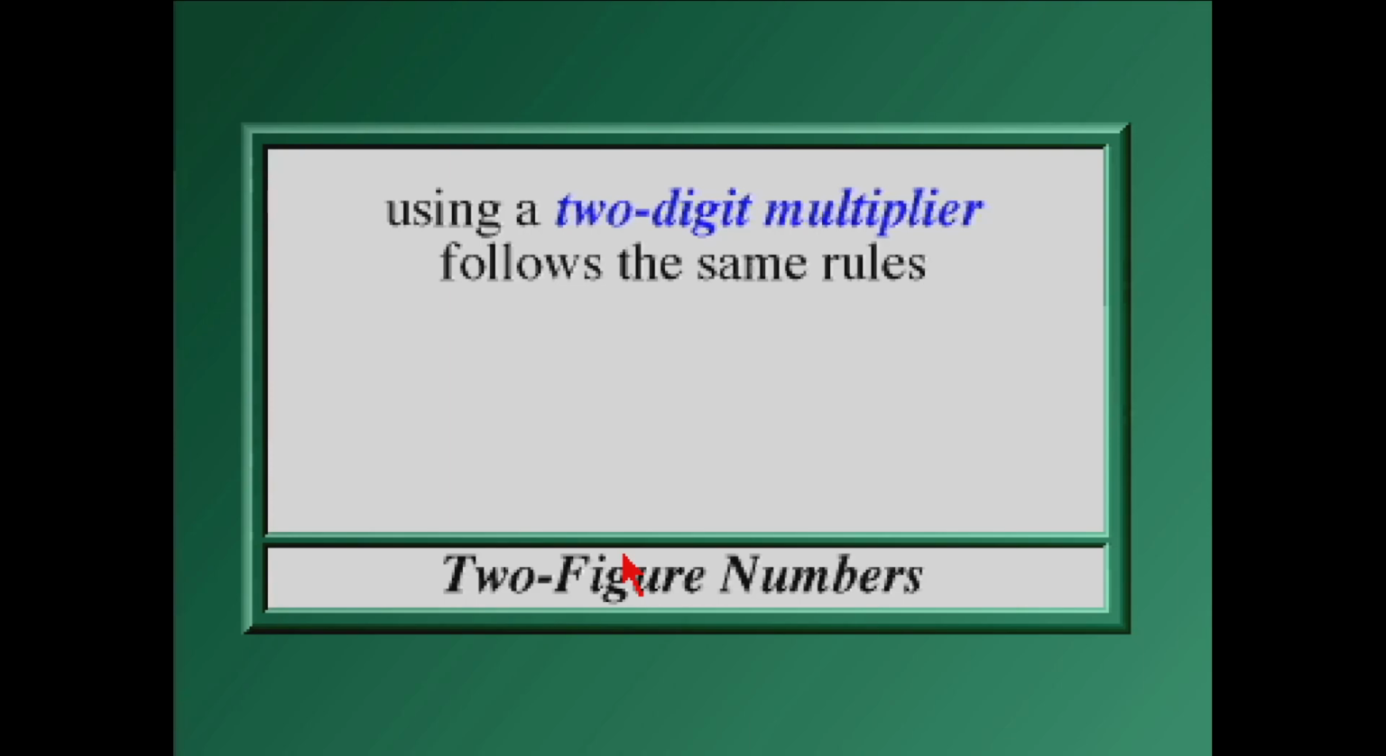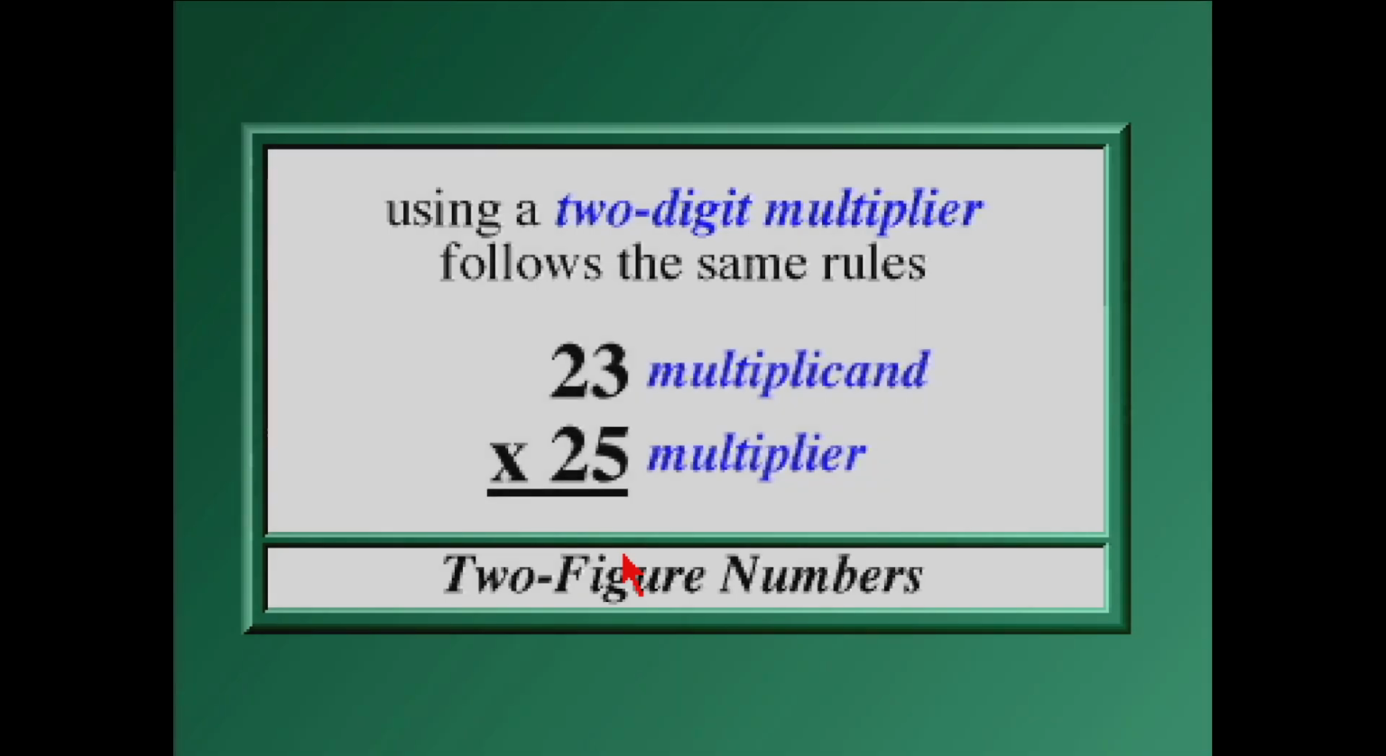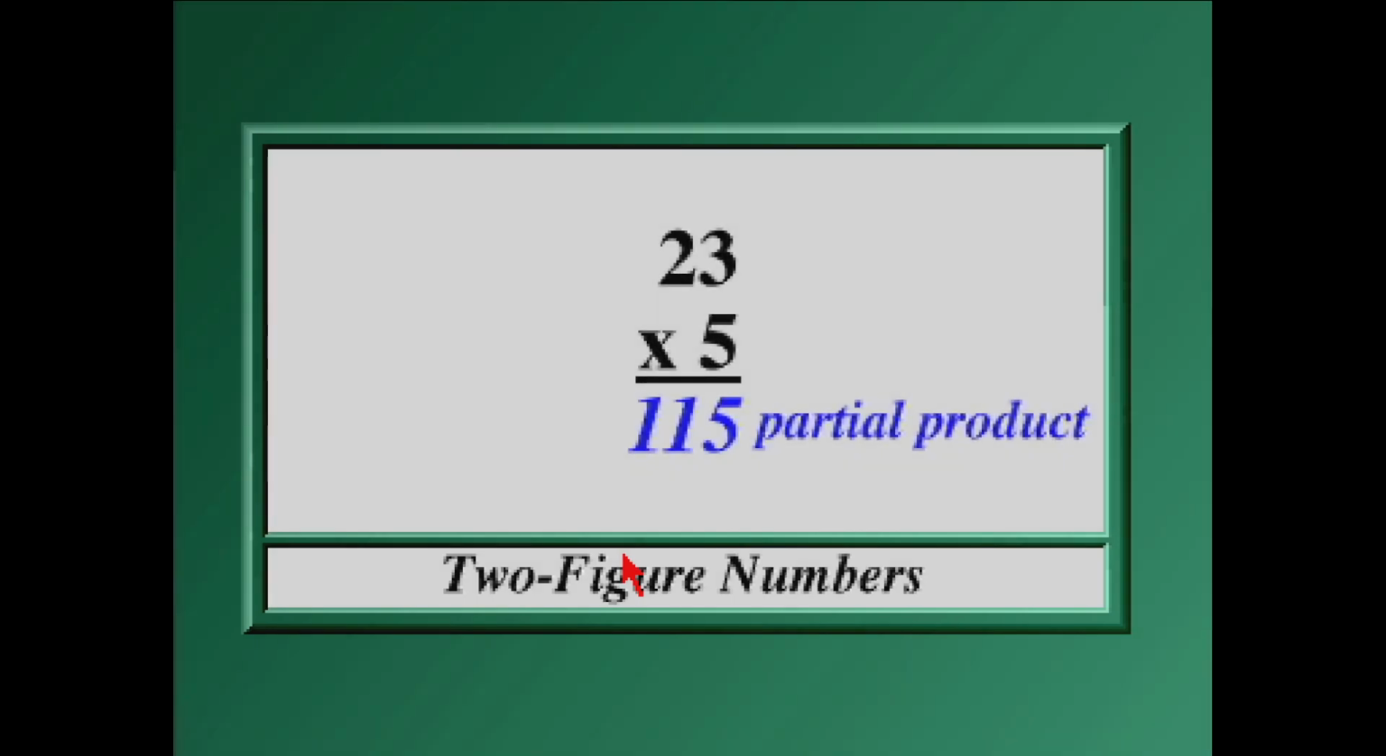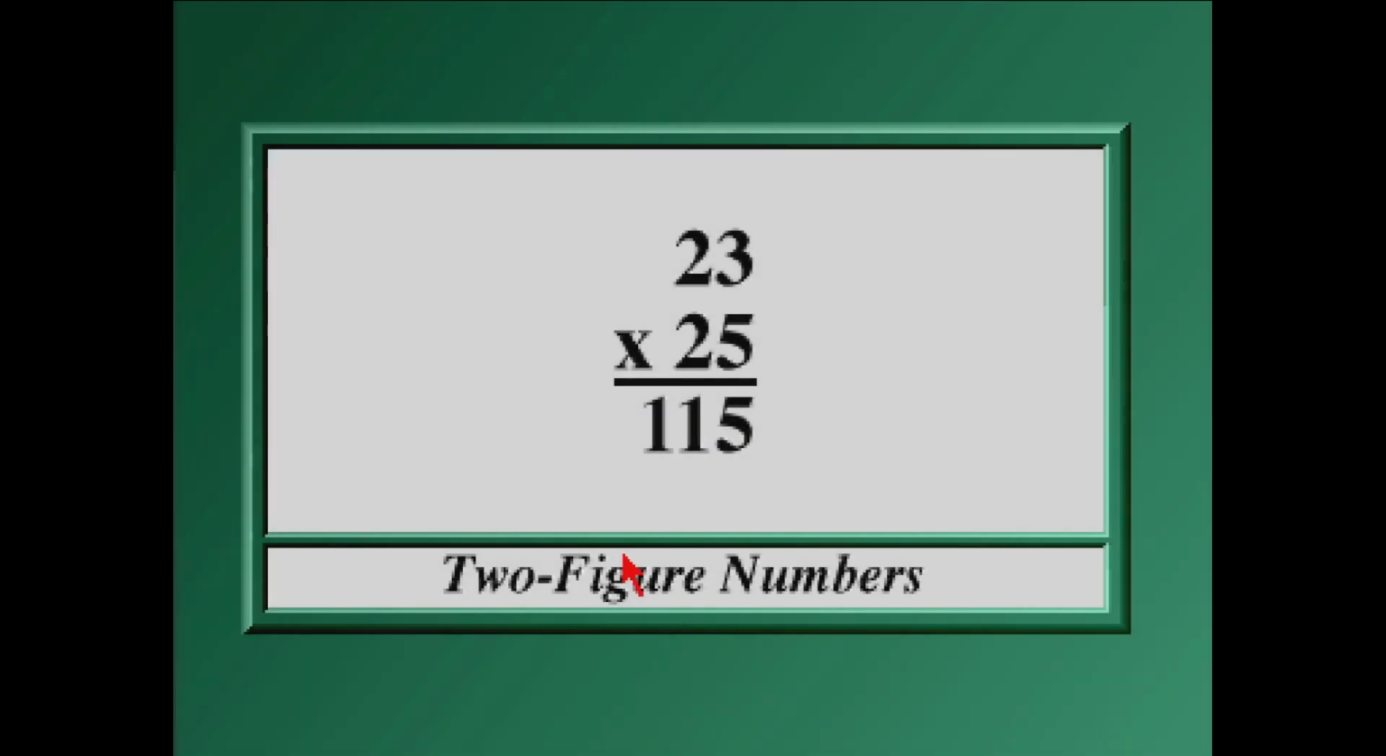Using a two-digit multiplier follows the same rules. For example, in 23 times 25, the multiplier 25 is written below the multiplicand 23 and the place values are aligned. The product for 5 times 23 is computed in the same way you have already learned. In this example, 115 is a partial product. Write 115 under the multiplier and multiplicand, making sure that the ones place of the partial product is aligned under the ones place of the multiplier and multiplicand.